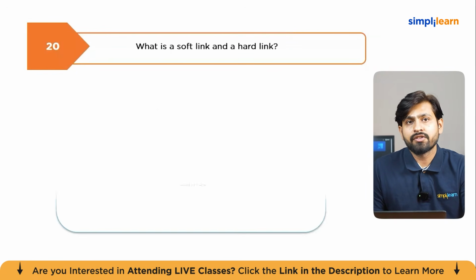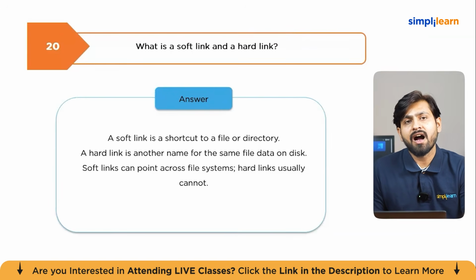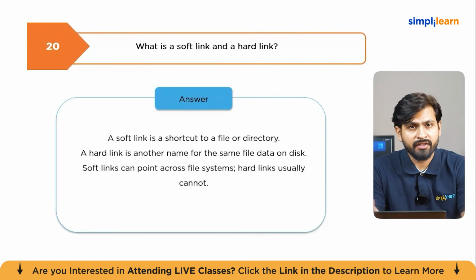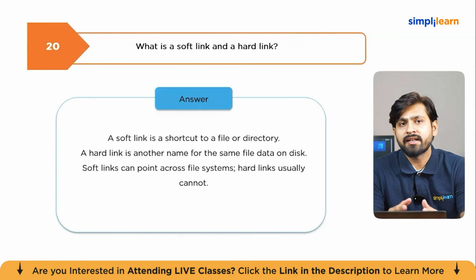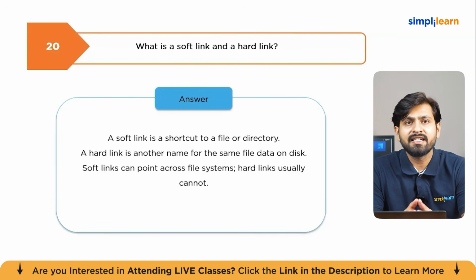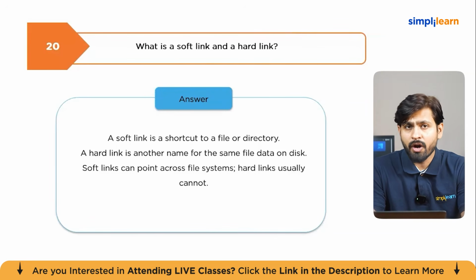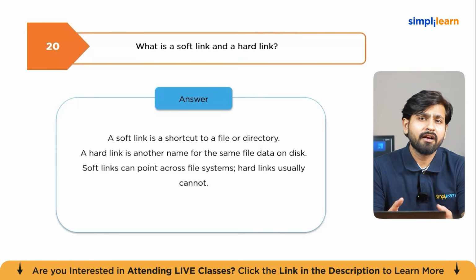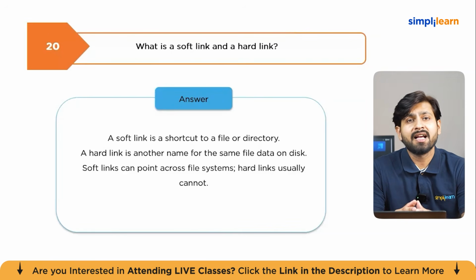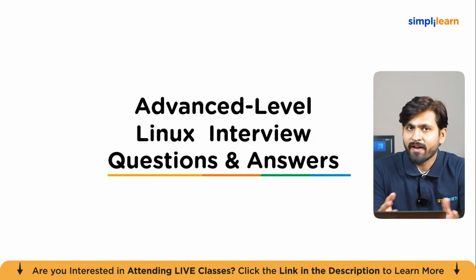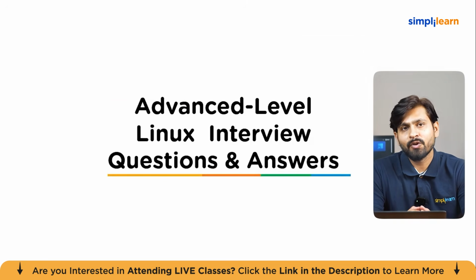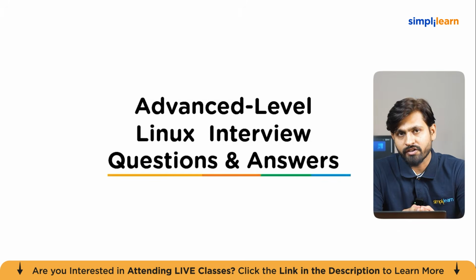The next question is, what is a soft link and a hard link? A soft link is a shortcut to a file or a directory, whereas a hard link is another name for the same file data on the disk. Soft links can also point across file systems, whereas hard links usually cannot. I hope you have seen the intermediate level questions. Now it's time to explore some of the advanced level questions.